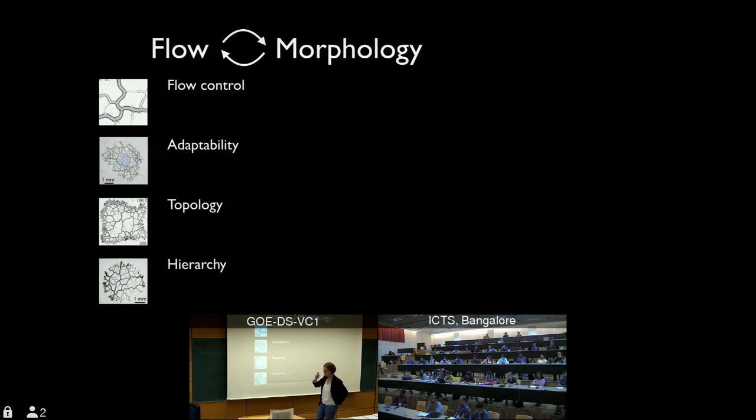So things that play into this feedback of flow and network morphology is first of all flow control. So how are flows organized within these networks? Then what is the impact of adaptability? With adaptability, I'm referring to having a single tube that is dilating. So if that single tube dilates, how big is the impact on the other tubes due to this response?